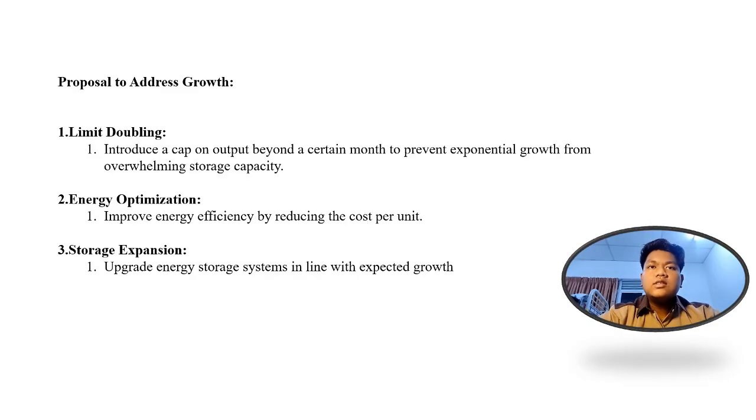Now for the last one is proposal to address growth. First, limit doubling. Introduce a cap on output beyond a certain month to prevent exponential growth from overwhelming storage capacity. Second, energy optimizing. Improve energy efficiency by reducing the cost per unit. Third, storage expansion. Upgrade energy storage system in line with expected growth. That's all for me. Thank you.